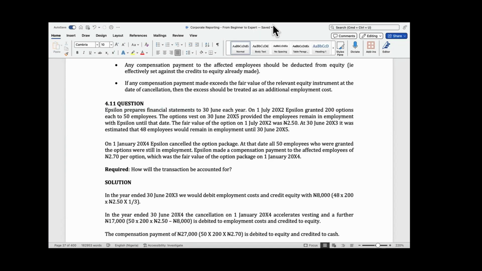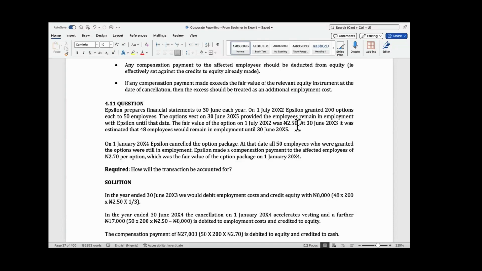Okay, as I was saying, the fair value of the option on 4th July 2002 was 2 naira 50 kobo. Now, at 30th June 2003, it was estimated that 48 employees would remain in employment until 30th June 2005.